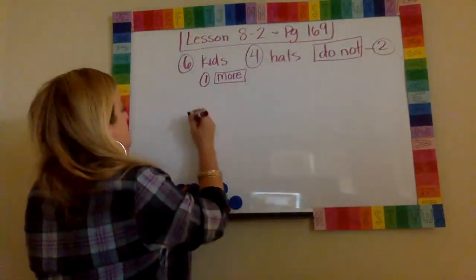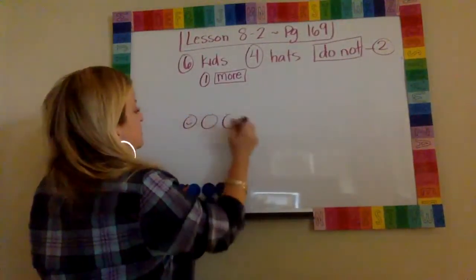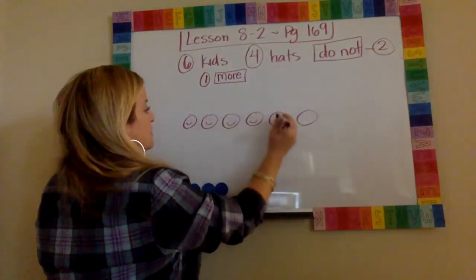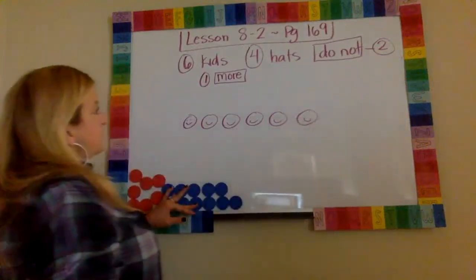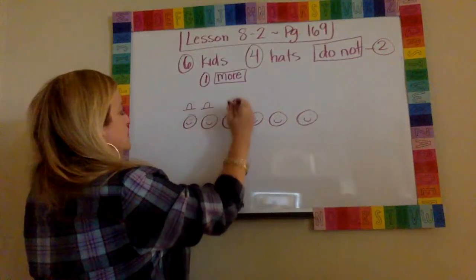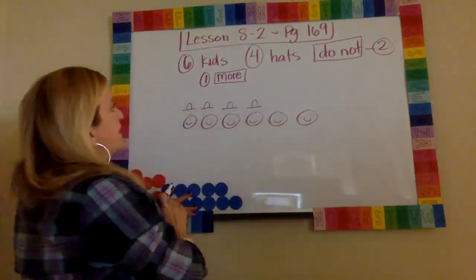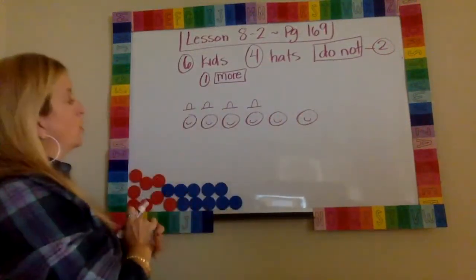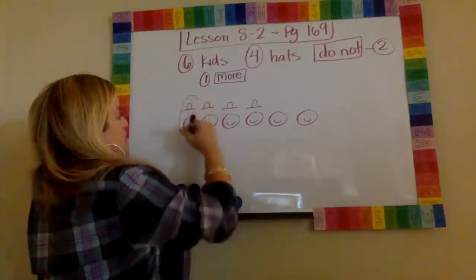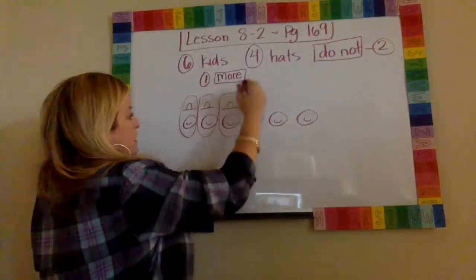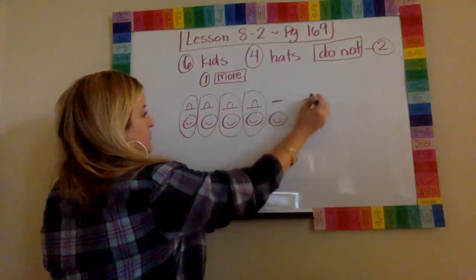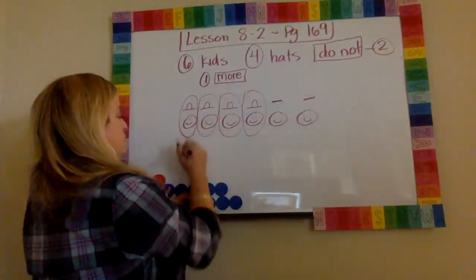So I have 6 kids. I'm gonna draw my kids. 1, 2, 3, 4, 5, 6. I'm gonna give them a happy face. Okay, I have my 6 kids. Now I'm gonna draw my 4 hats. 1, 2, 3, 4. The first thing it says is, are there more kids or hats? Well, I need to figure out. So here, these guys all get a hat. Uh-oh, now I can see there's no hat here and there's no hat here. So which one has more?